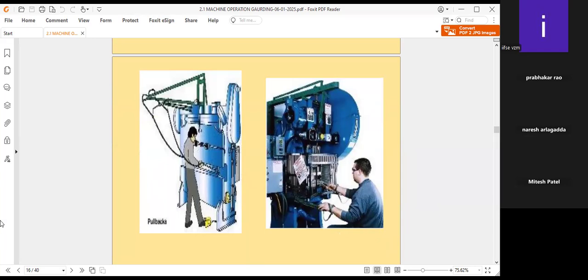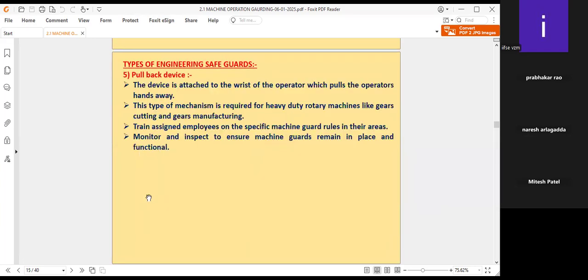Simple. You have to be very careful when working with pullback devices. Pullback means it is going back and forth, like hydraulic machines going up, down, or side to side, depending upon the movement of the machine. The device is attached to the operator's wrist, which pulls the operator's hands away. Definitely, the hands will be extracted by the machine while operating.